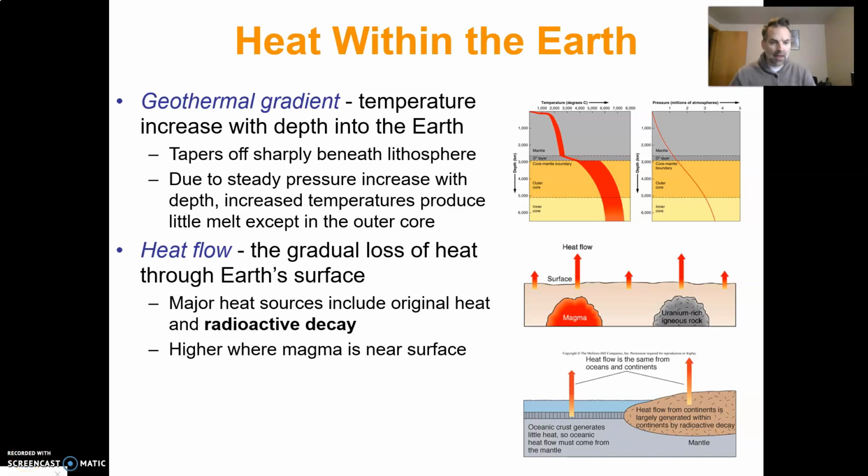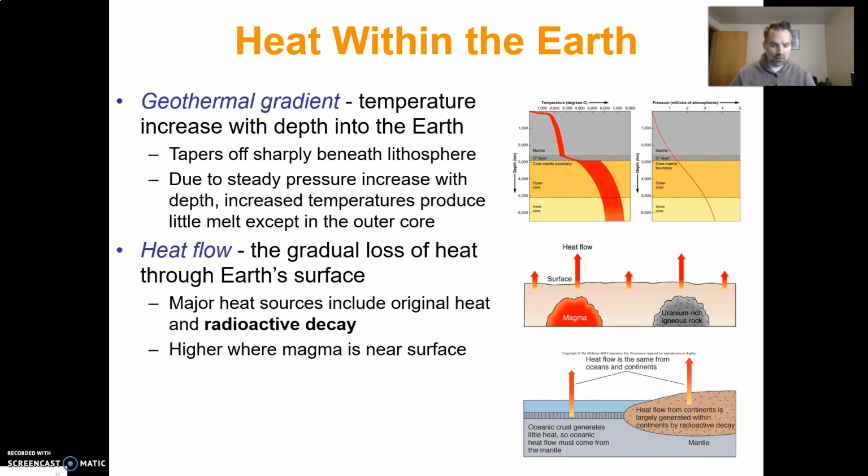This is the slide that we left off on in the last presentation. We were talking about seismic waves and how we can probe the interior of the Earth using geophysics. On this slide, we're going to talk about heat within the Earth, and there are several things to talk about.